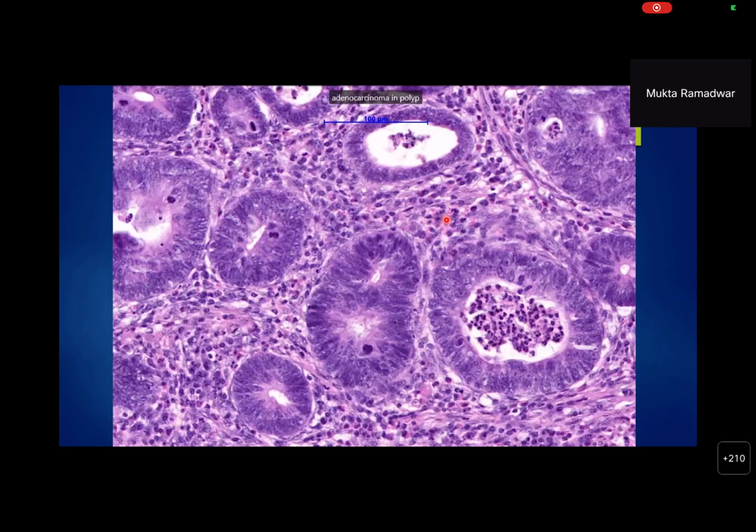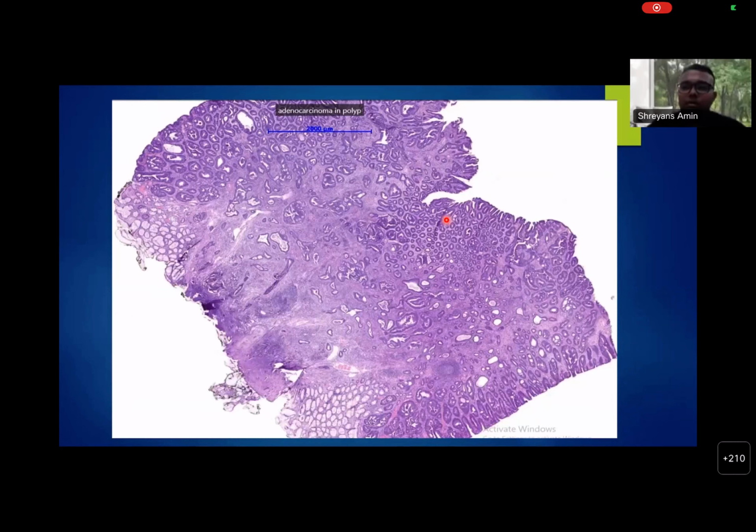So now, next, Arun, can you add any additional findings that you can see here? Yes, ma'am. At this magnification, as previously said, I can see two different zones.